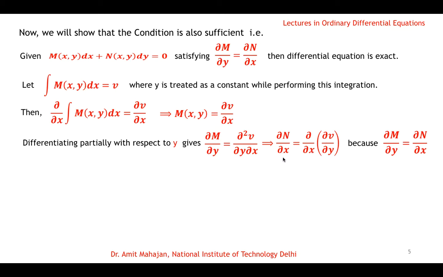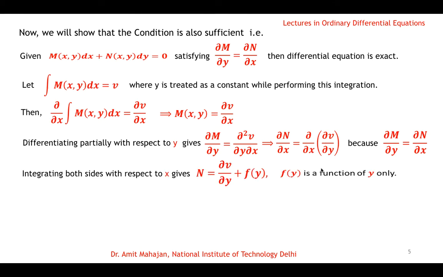Now if I integrate with respect to x on both sides, then N will be equal to the partial derivative of v with respect to y plus some function of y. So N we can easily calculate by integrating this. So it is partial v by partial y plus some function of y, where f(y) is a function of y only because the integral is with respect to x.